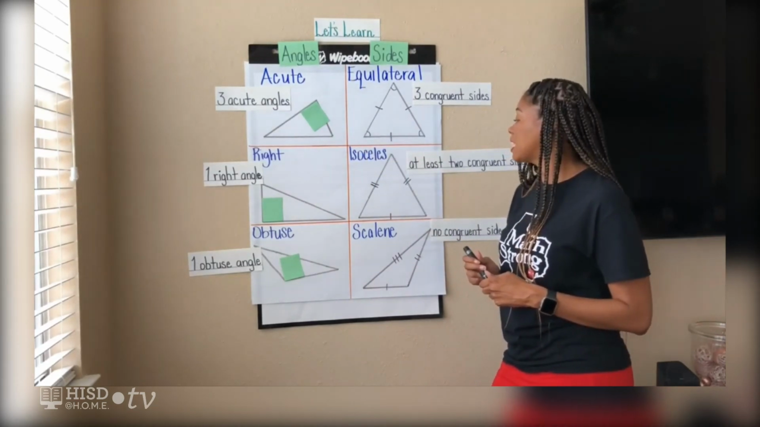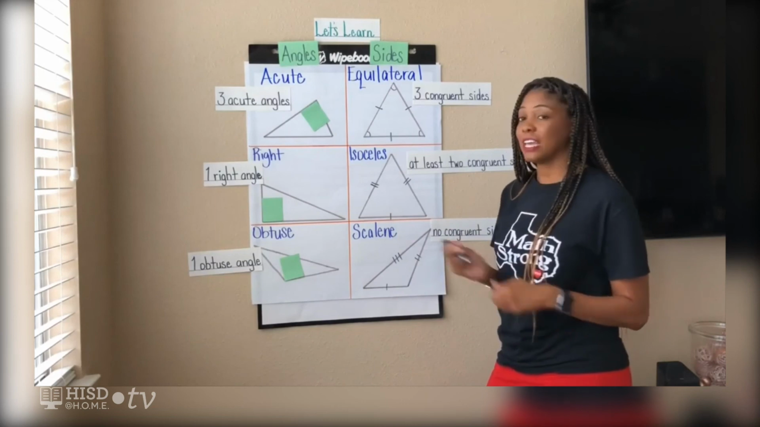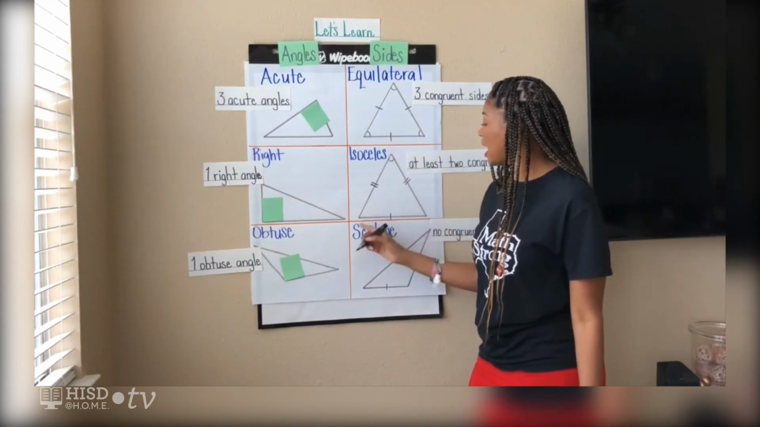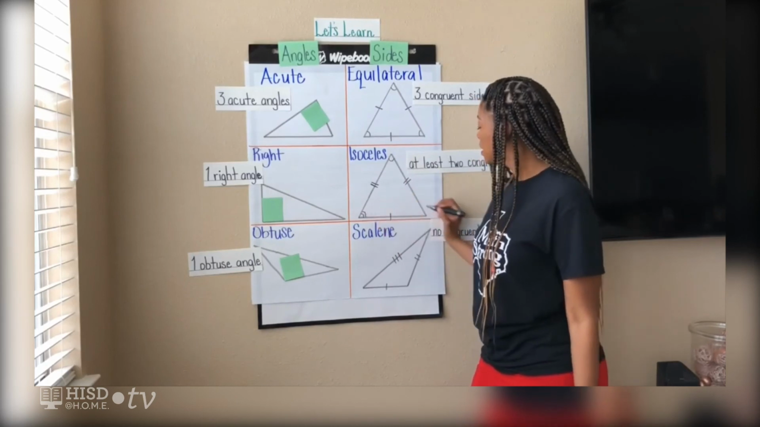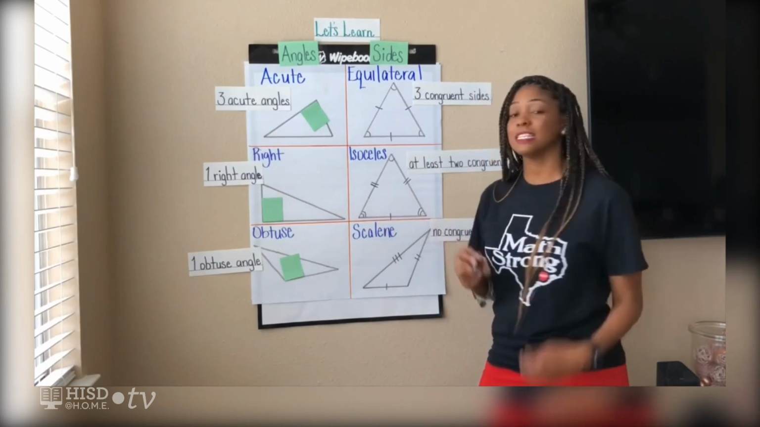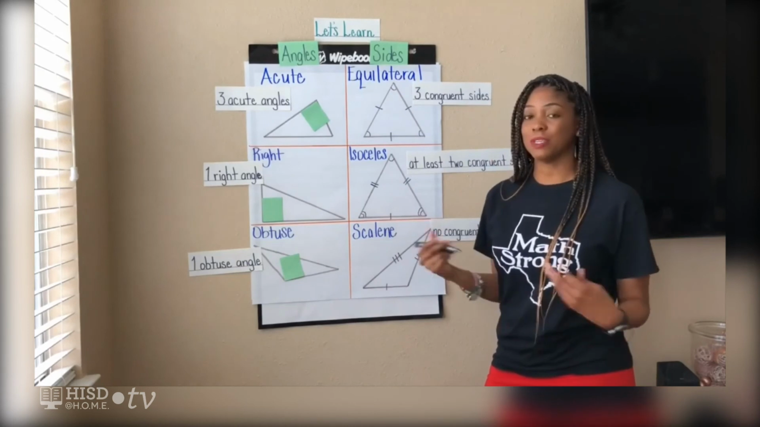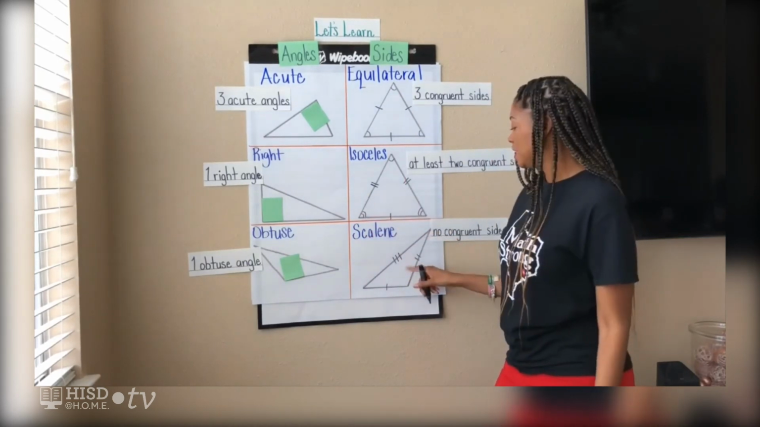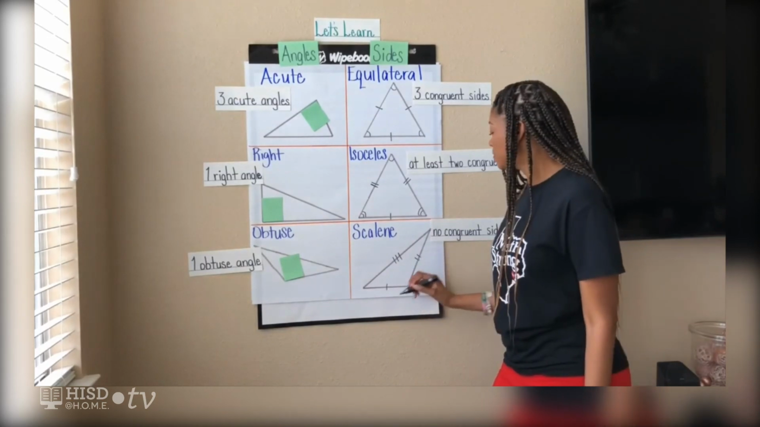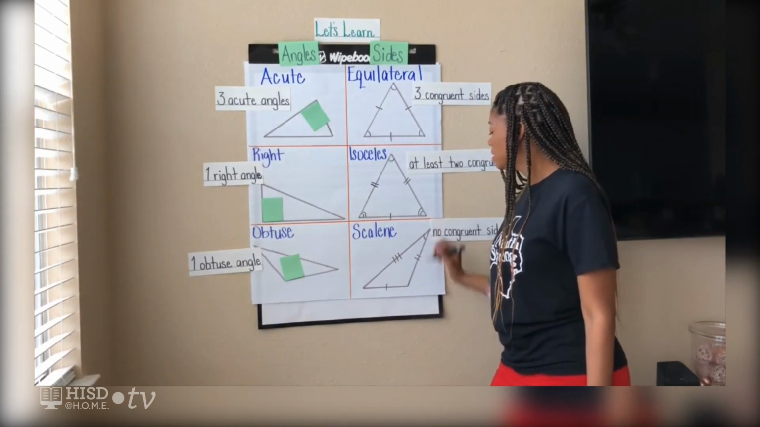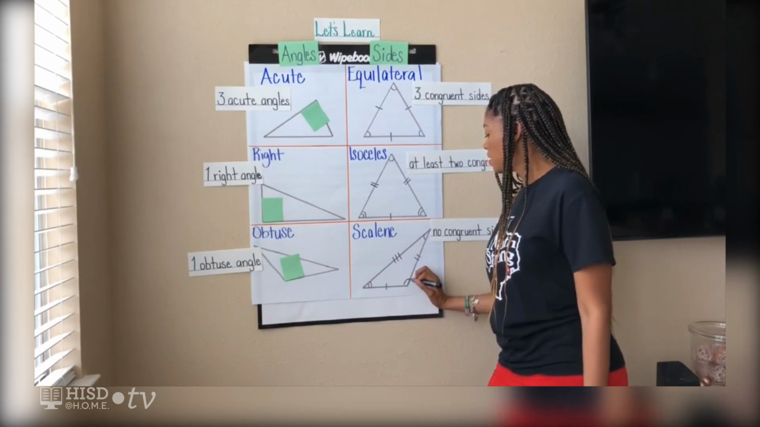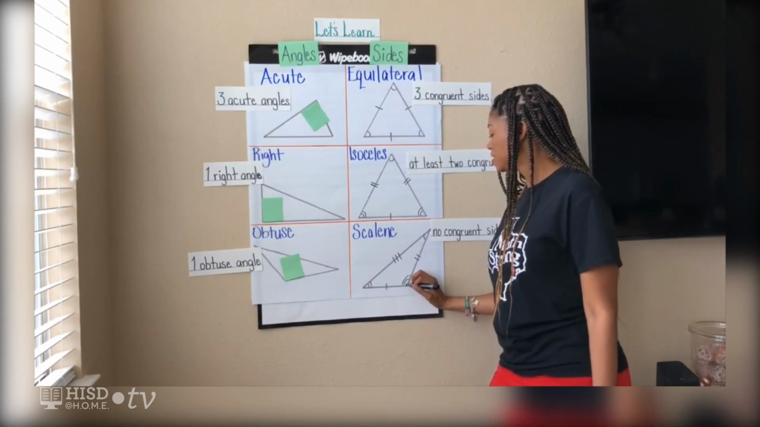And so when we talk about isosceles, we talk about the angles as well. So this one is this measurement, but the opposite is going to be the same. So these angles are going to be the exact same because they're opposite of those same sides. And in this one, they're all going to be different. So this one, all angles are different.